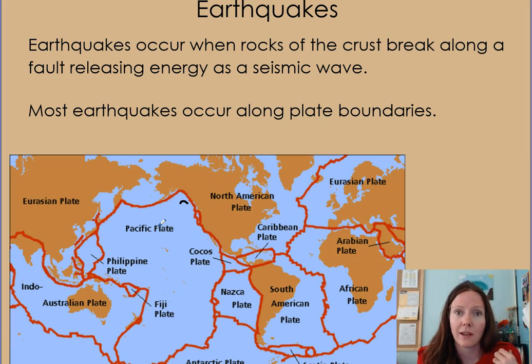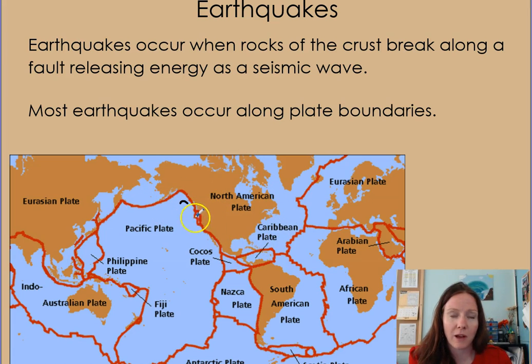Now, most earthquakes occur along the plate boundaries of the earth. So we know that Earth's crust is divided up into a series of land masses that we call plates. And those boundaries around the plates are where most of the action happens. So here, if we look at the Pacific plate, which makes up the majority of the Pacific Ocean here, it sits right up against the North American plate here. And this is where we get all of our earthquake and volcanic activity.